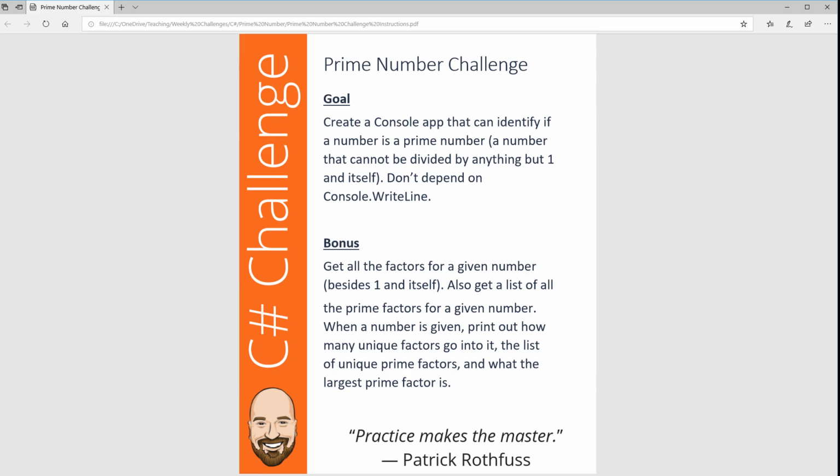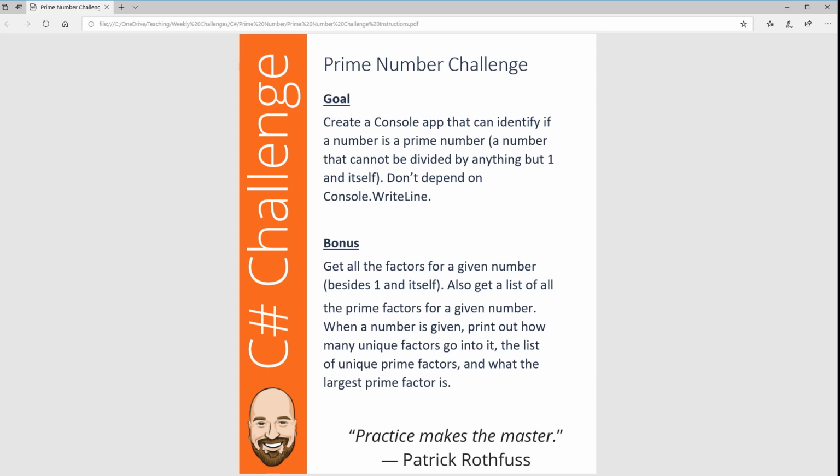Now, the other part of this goal is I don't want you to depend on Console.WriteLine, at least not in your method for calculating prime numbers. Obviously, since you're in the console, that's where you'll actually print out this is a prime number, this is not a prime number, but don't do that in the method that checks for prime numbers. So that's really it for the goal for this challenge. Just calculate, is this a prime number?